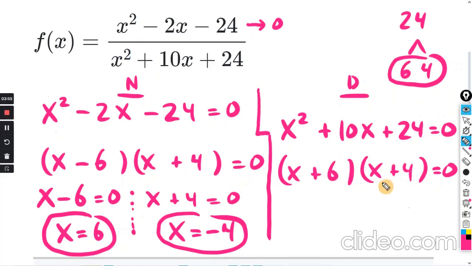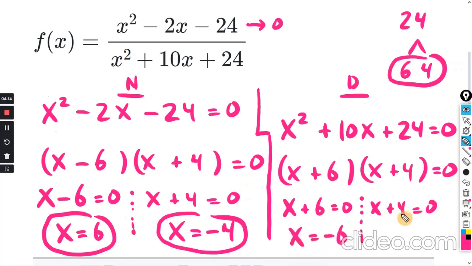You can set these equal to 0 individually. Most of you can do this in your head. x plus 6 equals 0, and x plus 4 equals 0. Minus 6 on both sides, you get negative 6. Minus 4 on both sides, you get negative 4.